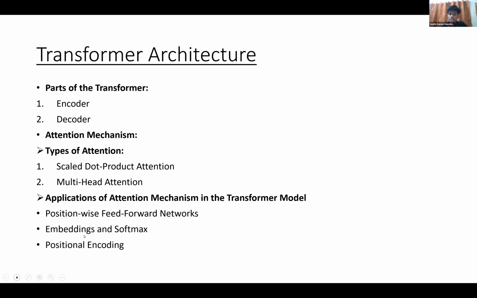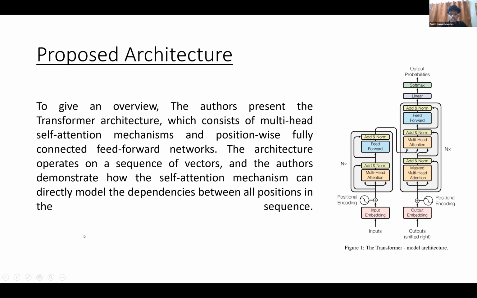Coming to the proposed architecture, the authors present the transformer architecture, which consists of multi-head self-attention mechanisms and position-wise fully connected feed-forward networks. The architecture operates on a sequence of vectors, and the authors demonstrate how the self-attention mechanism can directly model the dependencies between all positions in the sequence.